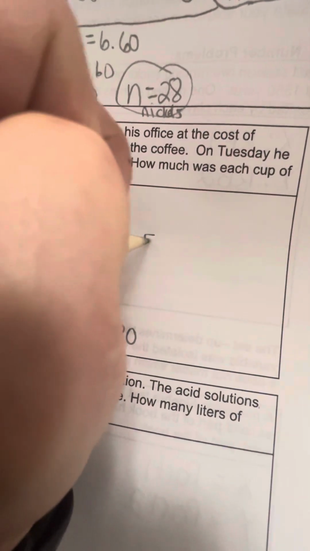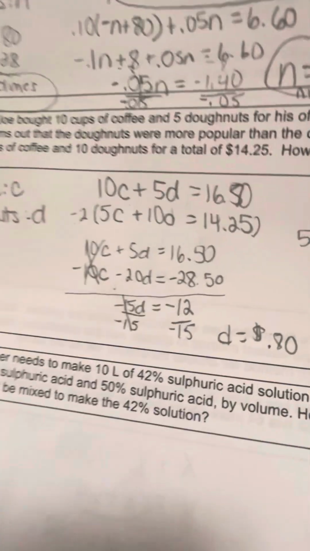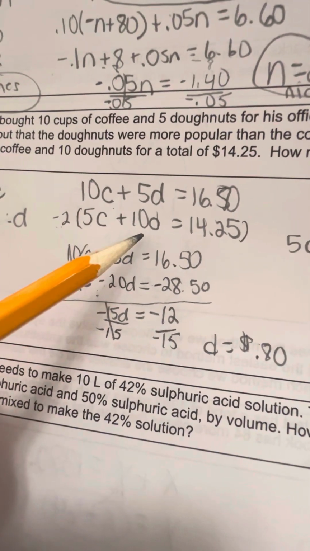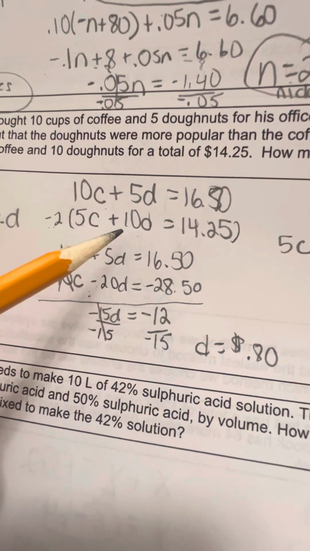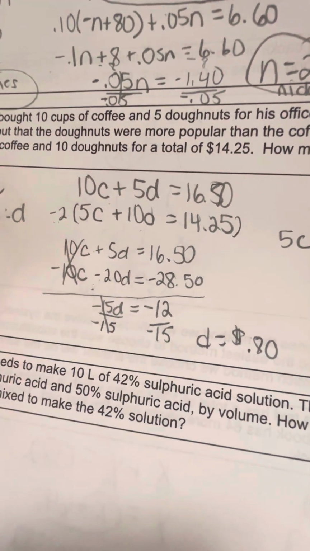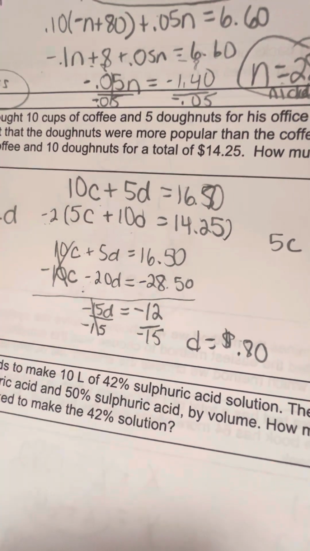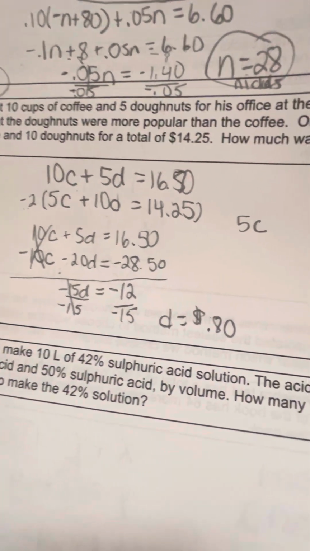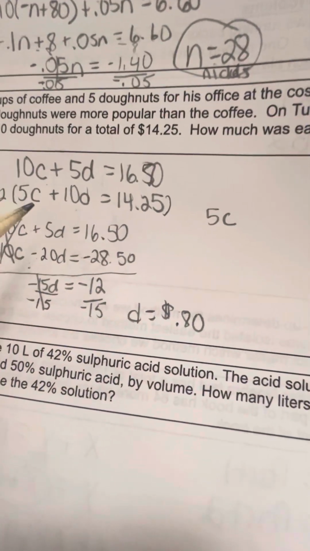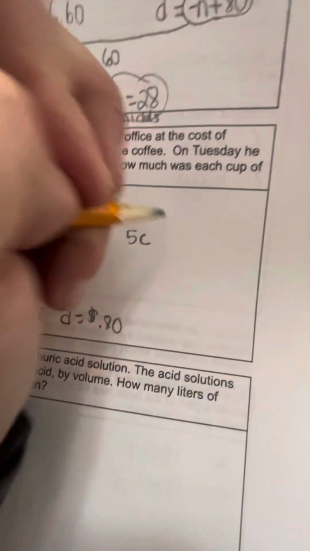We'll do 5 cups of coffee. And then the original equation, which you always go back to the original. One thing I'm going to tell you, always go back to the original, because if you made a mistake somewhere along the line and you changed your equation, you will make a mistake and then it won't work. So go back to the original, 5 cups with 10 donuts.